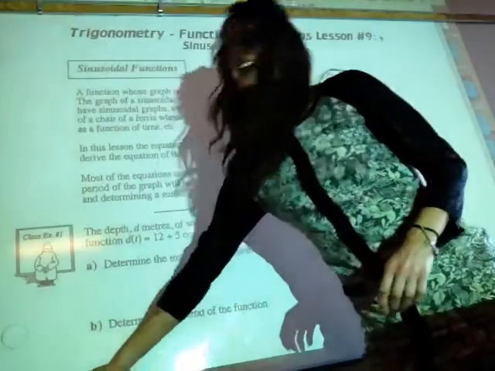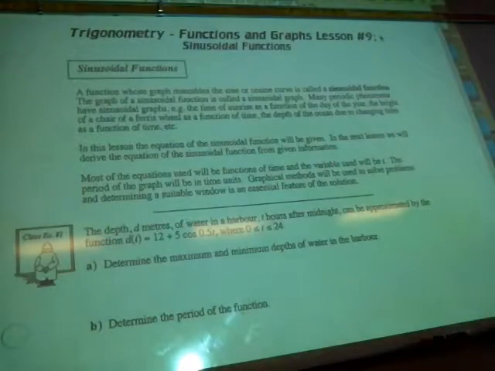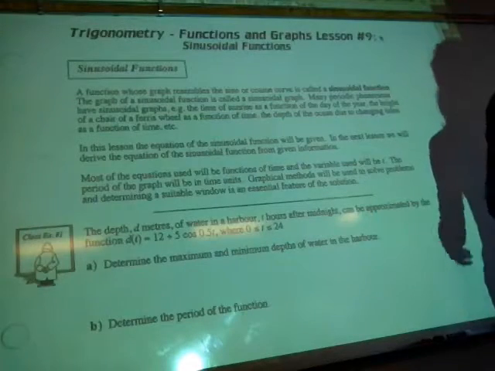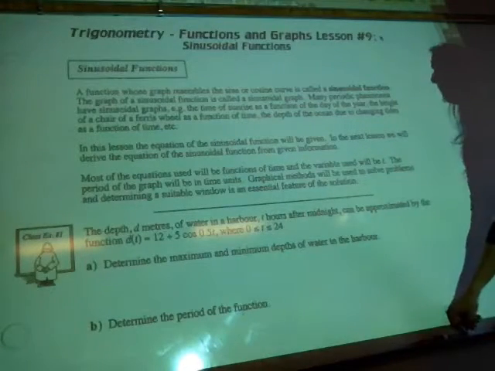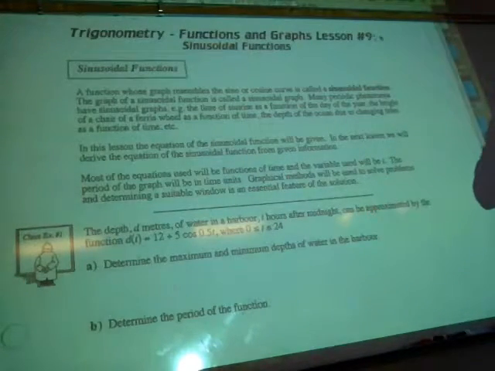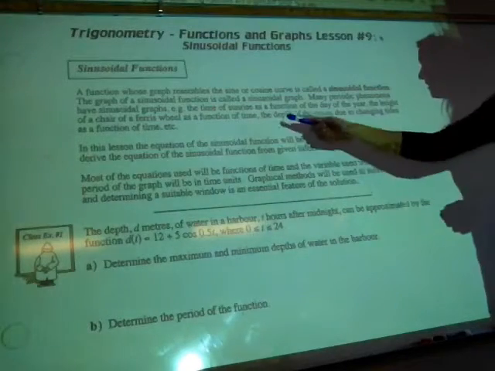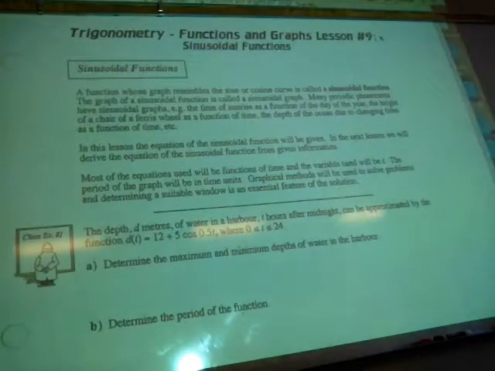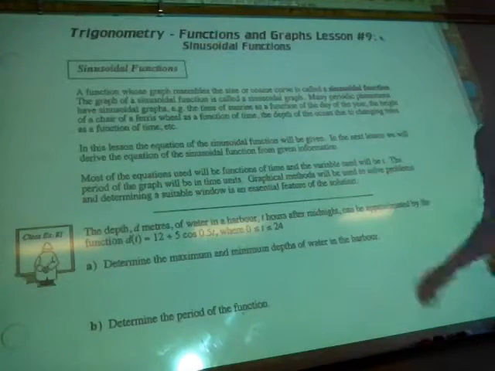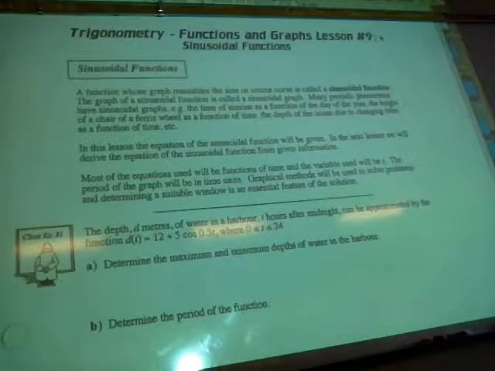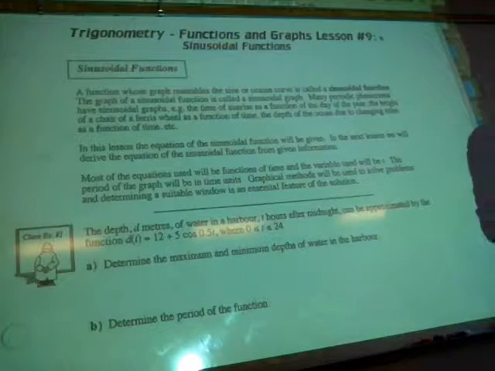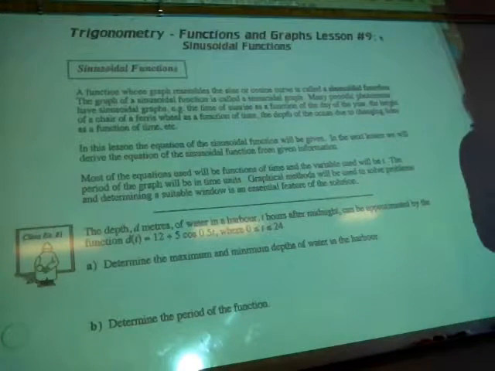So this lesson and the next lesson we're looking at sinusoidal functions, which is basically the graphs of sine and cosine in real life. I'll just read the first little blurb. The graph of the sinusoidal function is called the sinusoidal graph, and you might see that in examples such as time of sunrise as a function of the day of the year, the height of a chair of a Ferris wheel as a function of time, or the depth of the ocean. And those are actually all examples we're going to be looking at.